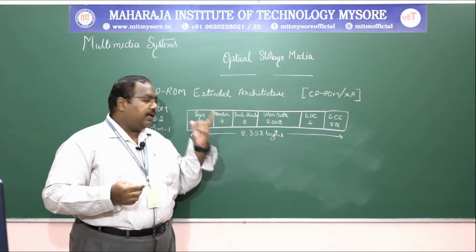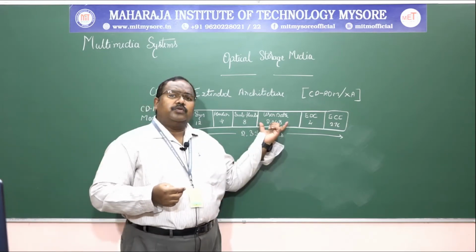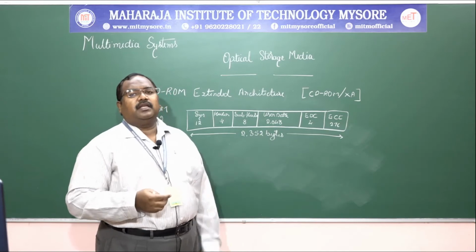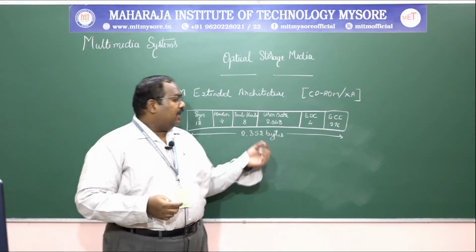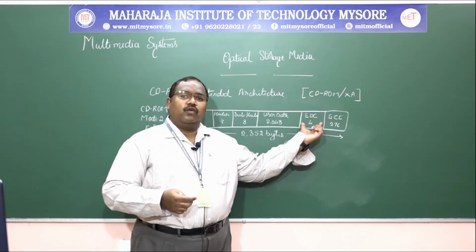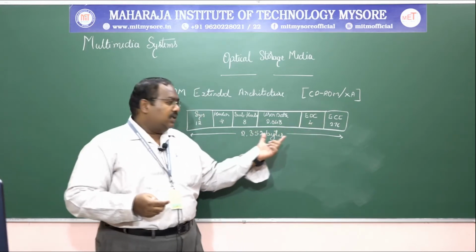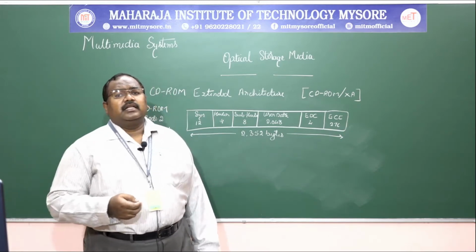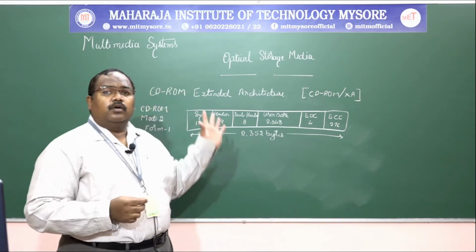Next, we have 2048 bytes of information, the storage area given to the user. Then we have 4 bytes for error detection and 276 bytes for error correction. This is about CD-ROM mode 2 form 1.